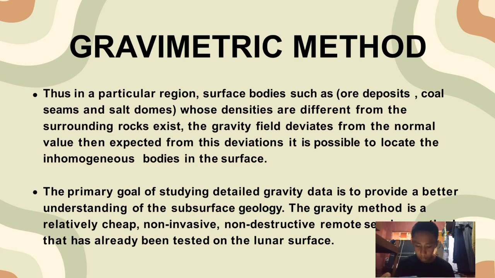The gravimetric method chooses a particular region with subsurface bodies such as ore deposits, coal seams, and salt domes, whose densities are different from the surrounding rock. The gravity field deviates from the normal value, and from these deviations it is possible to locate the anomalous bodies in the subsurface.